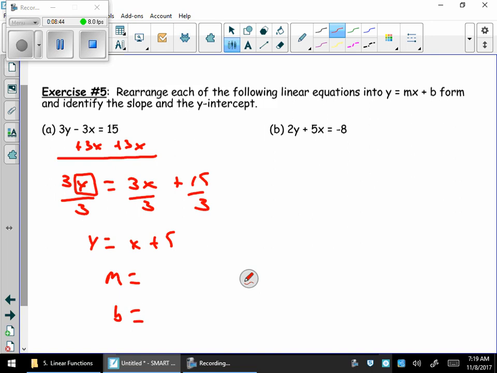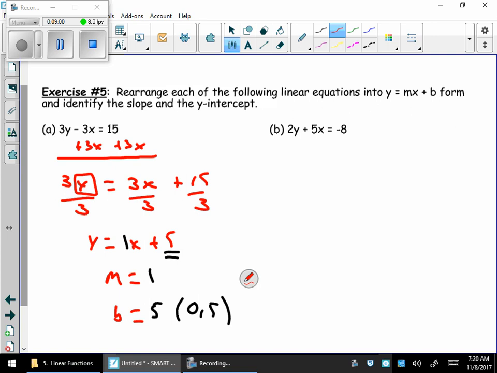Now my slope is the number in front of x, and if you look at it, it looks like maybe there's no number in front of x. Please remember that any variable that has no number written has a coefficient of 1, so our slope in this case would be 1. Our y-intercept is the number by itself, so that's 5, which as I mentioned is technically the point at (0, 5).